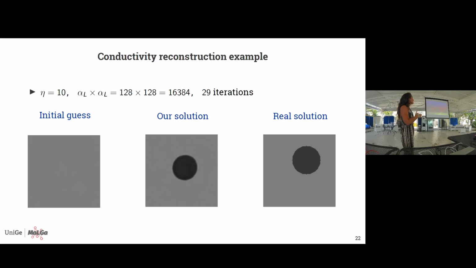Also, in this case, I chose a very small low dimensional latent space, because the latent space has dimension 10, while the image has dimension 128 times 128. So it's very difficult to approximate this real solution in this case.